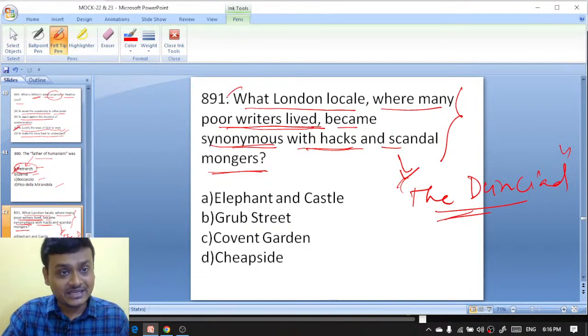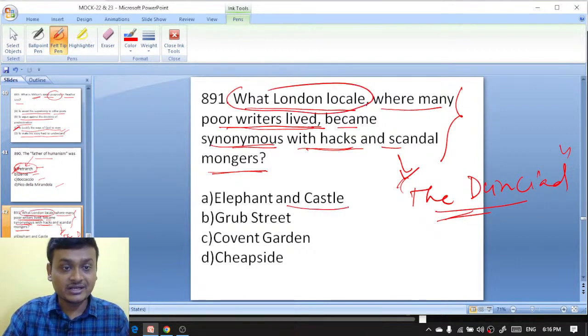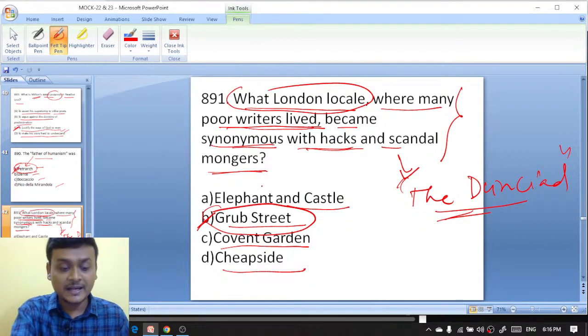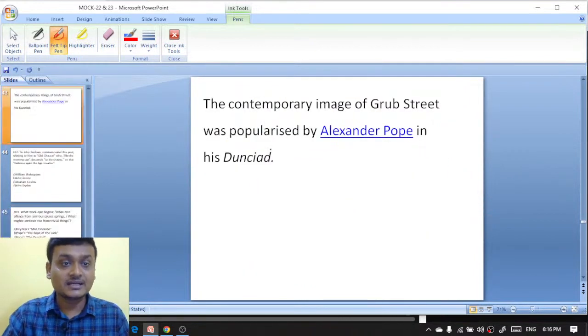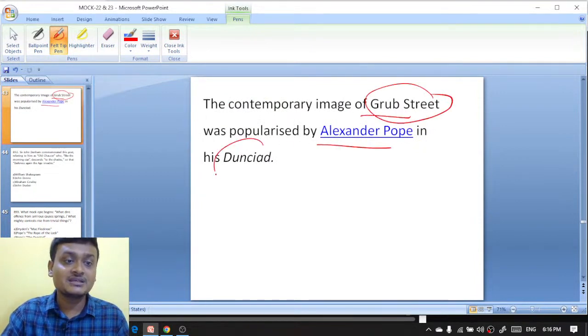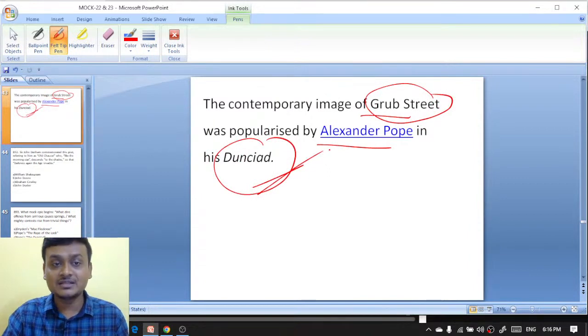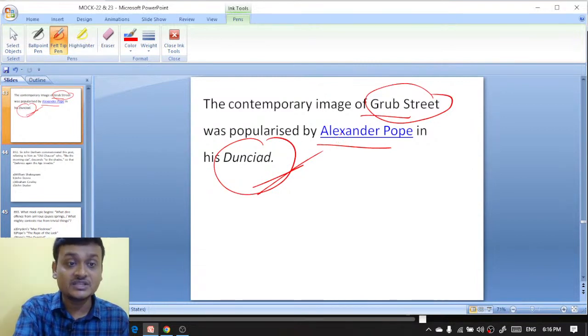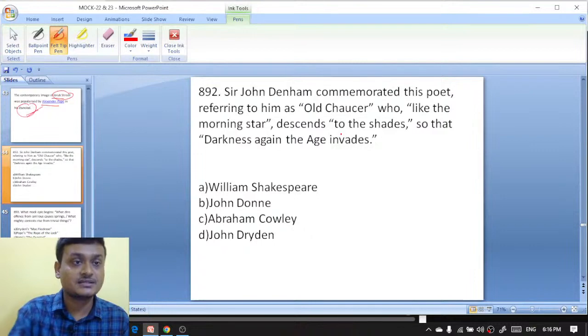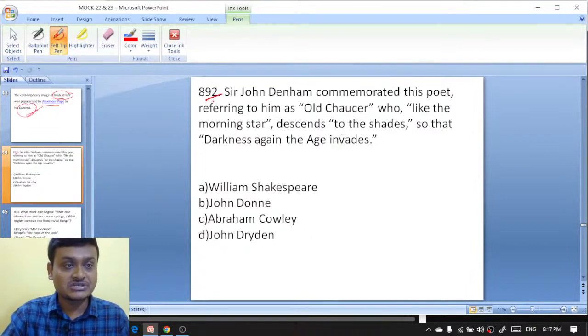Now, what is the name of that London locale? Elephant and Castle, Grub Street, Covent Garden, Cheapside. So it is Grub Street. Grub Street is the right answer here. And in his work The Dunciad, the contemporary image of Grub Street was popularized by Alexander Pope. Alexander Pope portrayed the poetasters, the inferior poets of Grub Street, in his work The Dunciad.